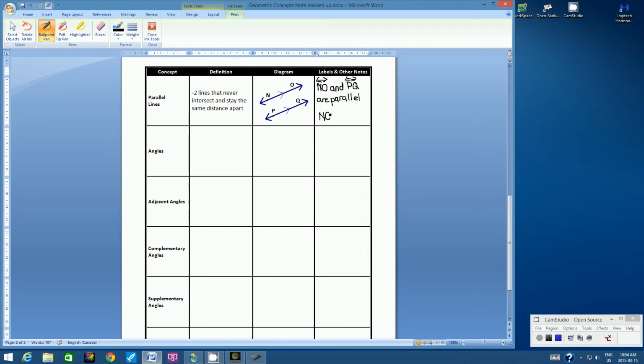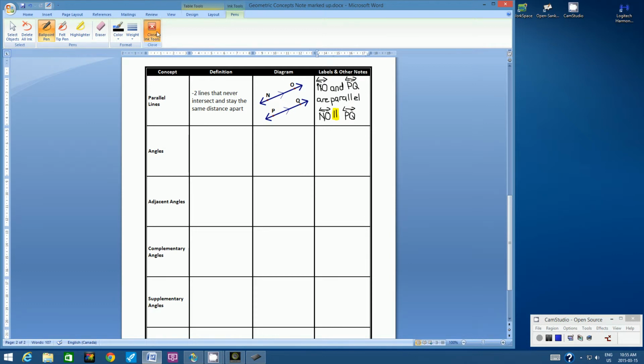So NO and PQ, to show that they are parallel, we draw two vertical lines. Now we have to make sure that we don't confuse this symbol with the number 11. I'm going to highlight it here because that's what I want you to remember. That symbol means parallel lines. Line NO is parallel to line PQ. Okay?